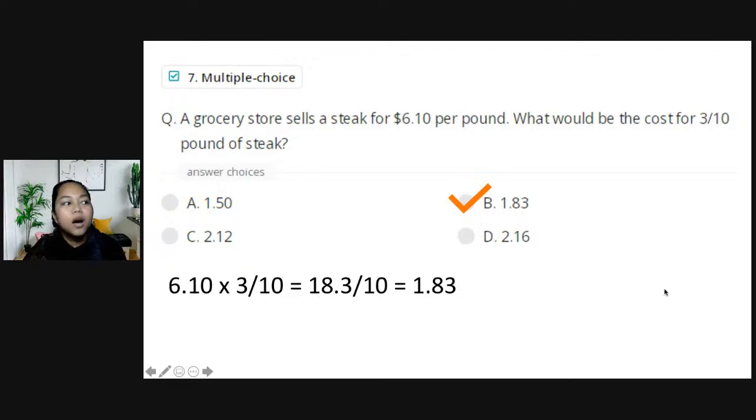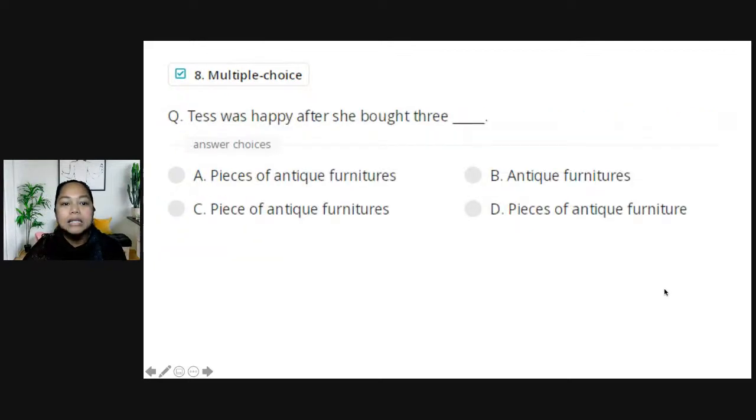Okay, next one. We go to number 8. Tess was happy after she bought 3 blank. Okay, you have the different choices there. Which one do you think is the correct choice for number 8?